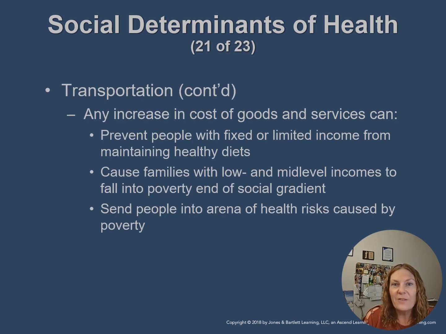Transportation systems also have an effect on the cost of goods and services. For people on fixed or very limited income, any increase in the cost of goods and services can have a negative effect on their ability to maintain a diet that supports their proper health. Increases in food prices have even caused some families with low and mid-level incomes to fall into the poverty end of the social gradient. When people fall into this end of the social gradient, not only is their health affected due to poor diet, but they also enter into the arena of health risks caused by poverty. This is a prime example of the extreme fluidity of the social determinants of health.